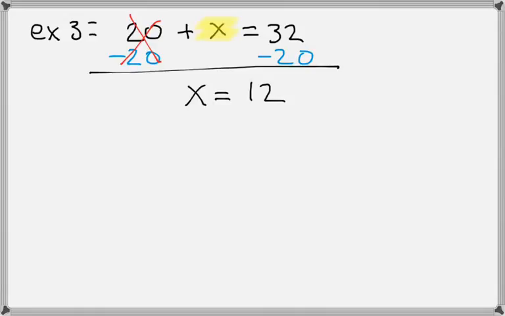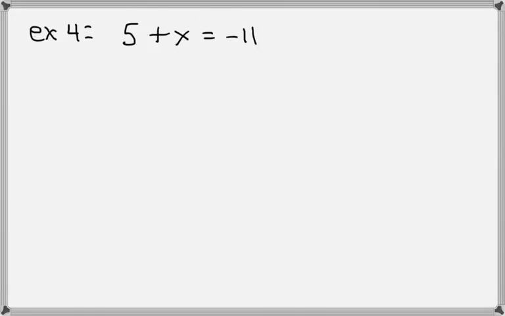Let's look at one more example. So here we have a 5 plus x is equal to negative 11. Again, figure out what is the variable you're going to solve for. That's that x right there. What is preventing him from being by himself is that 5.